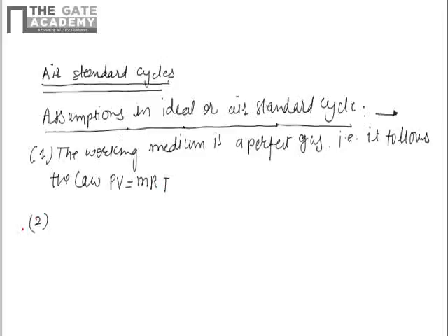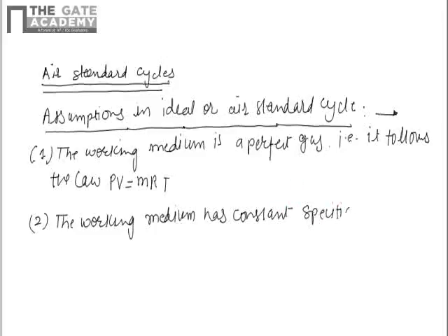Second assumption regarding air standard cycle: the working medium has constant specific heats. But in an actual cycle the working medium has variable specific heat, meaning the specific heat changes during the course.